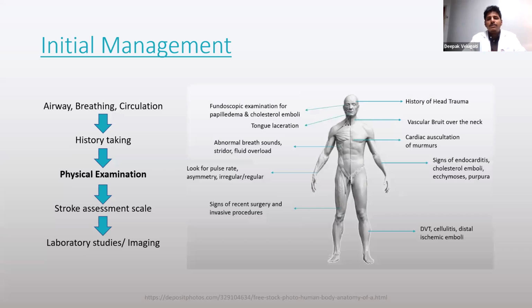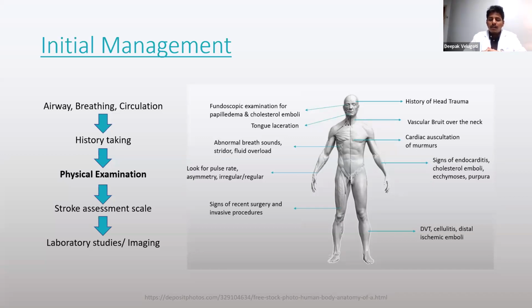Coming to the physical examination, we have to examine the patient from head to toe, so that we can find a few signs of the cause, or rule out a few other disorders that can mimic stroke. Coming from the head, if the patient has a history of head trauma, we can look for intracranial hemorrhages or subarachnoid hemorrhages. And we can assess the fundoscopic examination for papilledema or cholesterol emboli, which give us the possibility of stroke because of emboli that arise from bacterial endocarditis.